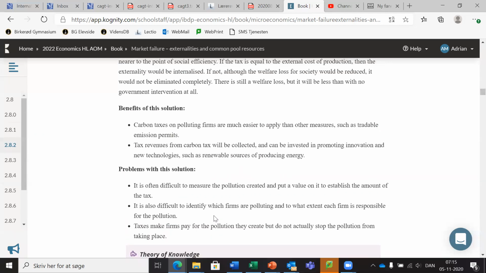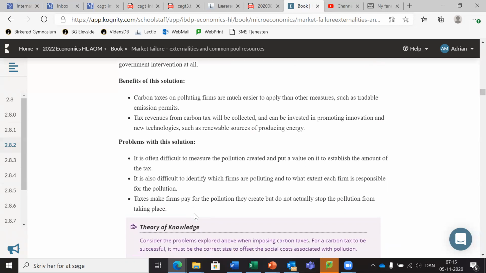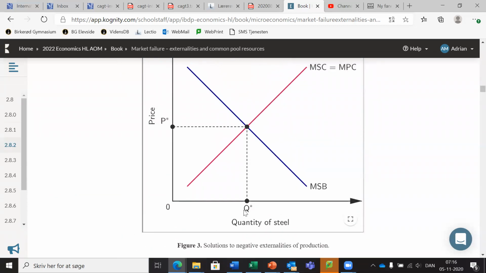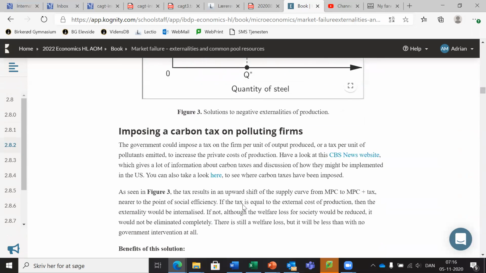So yeah, do you just put one tax on every single firm? What about if some firms actually had really good, healthy production processes? Do you punish them all equally? That's the challenge. And then taxes make firms pay for the pollution, but they don't actually stop the pollution. So you're getting them to pay for the pollution, there's still pollution there. So you're not really getting rid of the pollution. Remember, you're still producing at a different output. You're still producing at Q star. There's still some pollution here for these ones that are produced. Only now the firms are paying for it.